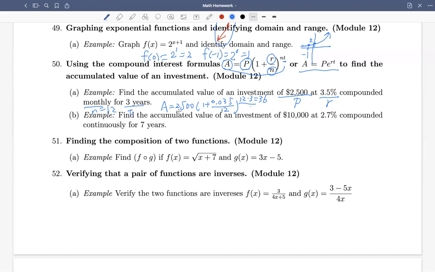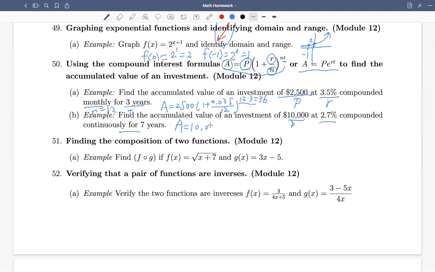Then in the end, you multiply by 2,500. All right, because sometimes if the order is not exactly right, it gives you an untrue number. Now let's see B. B is P equals 10,000. Annual interest rate is 2.7%, compounded continuously for 7 years. So we've got continuous, we're going to do the second formula.